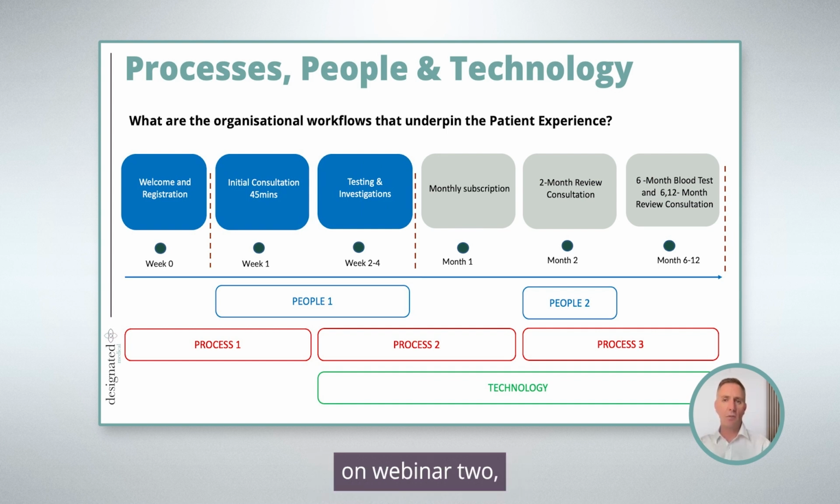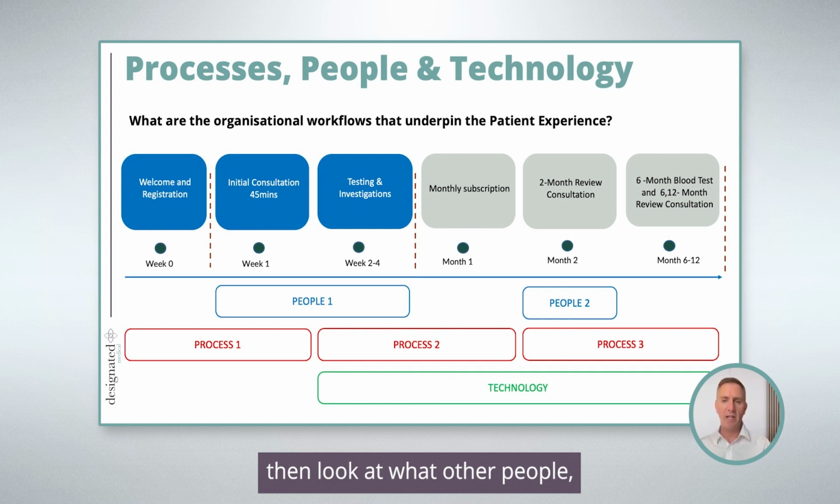Now, I touched on this in webinar 2, which is that once you've mapped that perfect patient experience, you need to look at what are the people, what are the processes, and what is the technology that is underpinning that. So first you need to look at people. You need to look at both the clinical team and the non-clinical team. How are those people involved through the process? And Jane is going to touch on this a little bit in her people section.